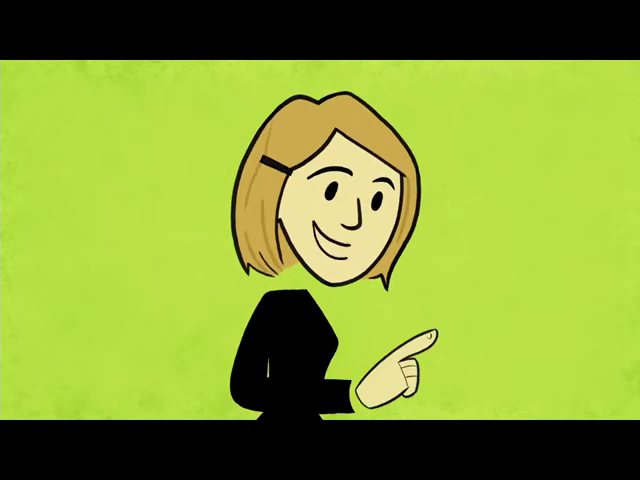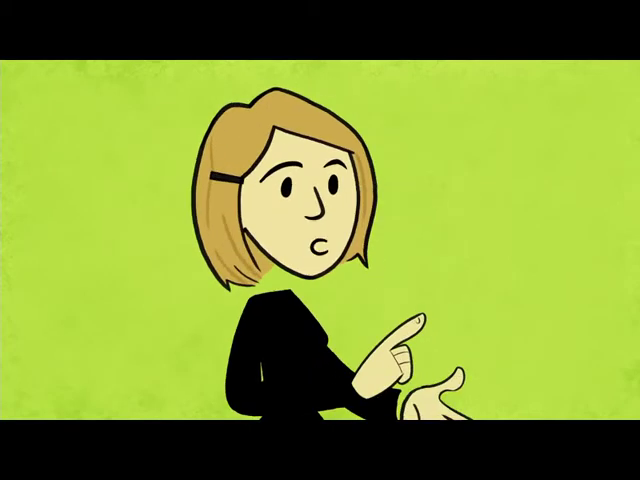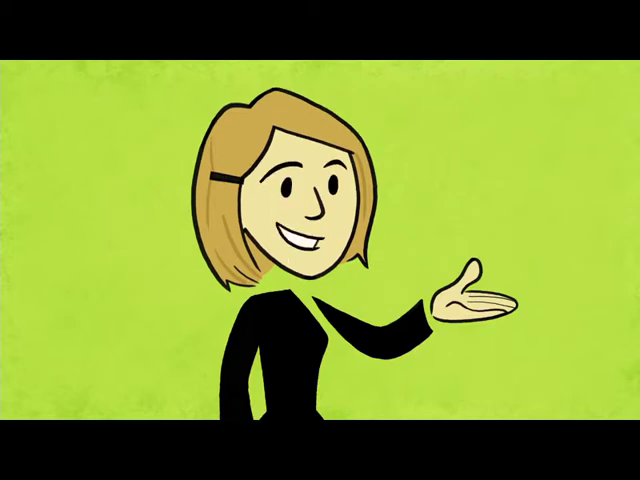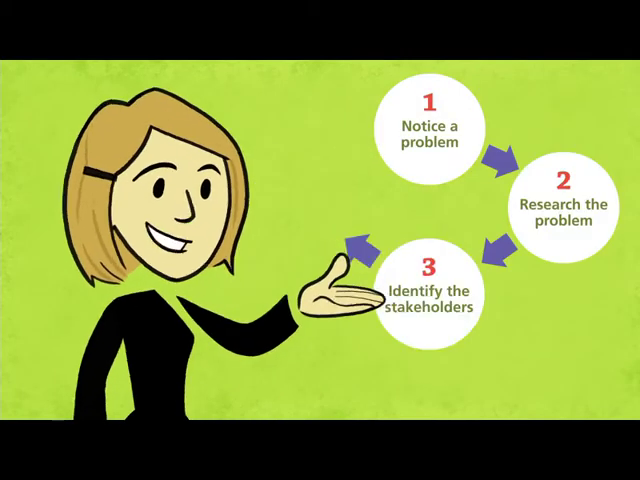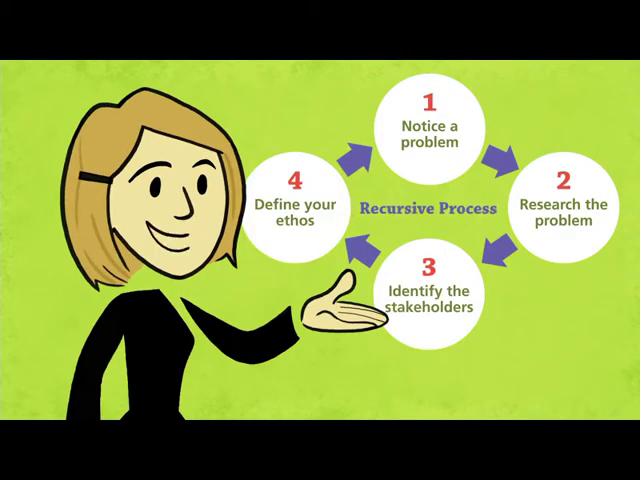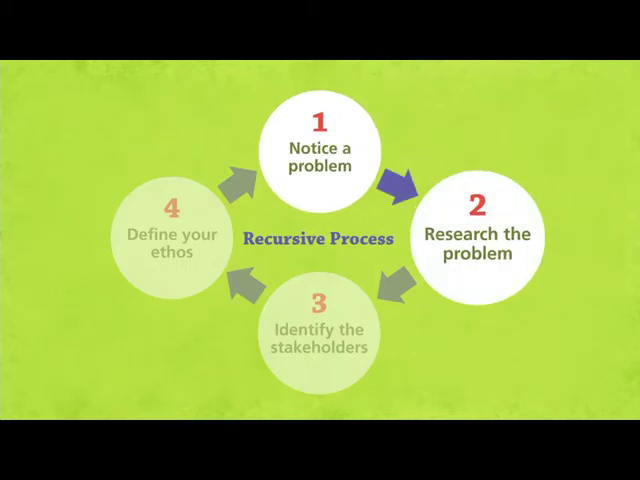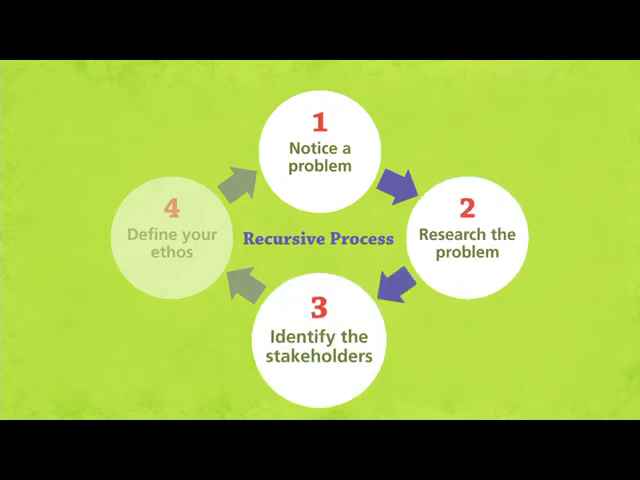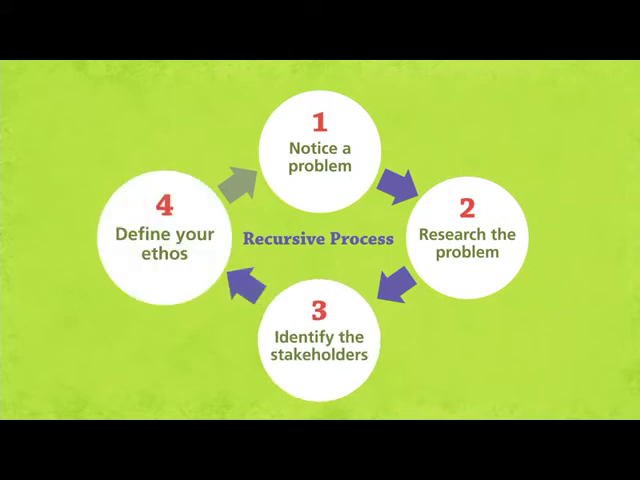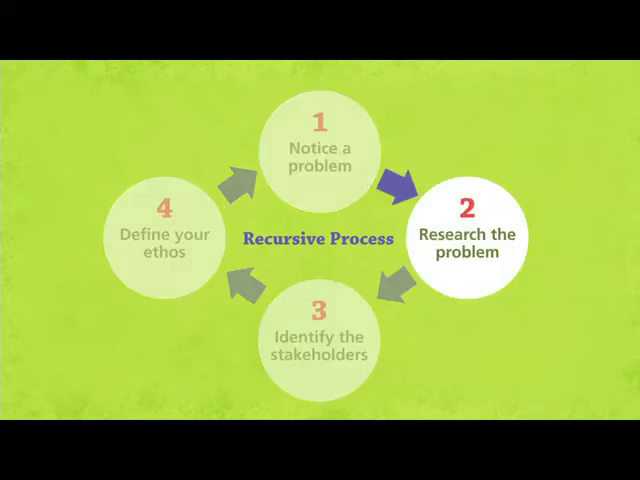If you remember from the tiny lecture on formulating rhetorical problems, identifying and researching rhetorical problems is a 4-step recursive process. 1. Notice a problem and develop a research question. 2. Research the problem to understand its scope. 3. Identify your stakeholders or audience. 4. Define your own ethos for responding to the issue. Repeating these steps will help you decide what rhetorical action might best address the problem.